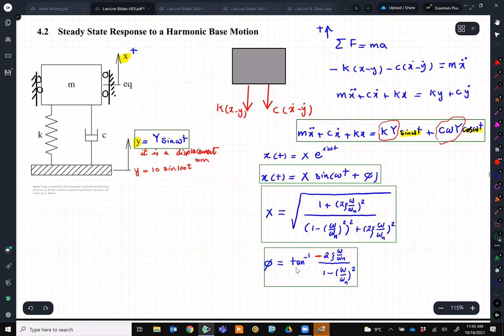Okay, so I'm going to stop and see if you have any questions here. And again, if you go back and check your notes from the base motion case without damping and put zeta equal to 0, you will get exactly the same equations as before. So let's attempt to quickly plot these things.